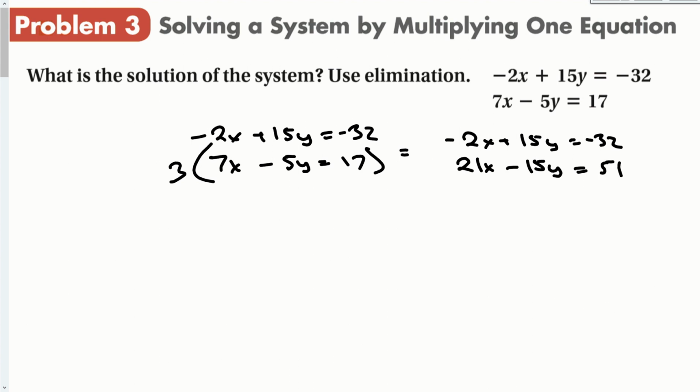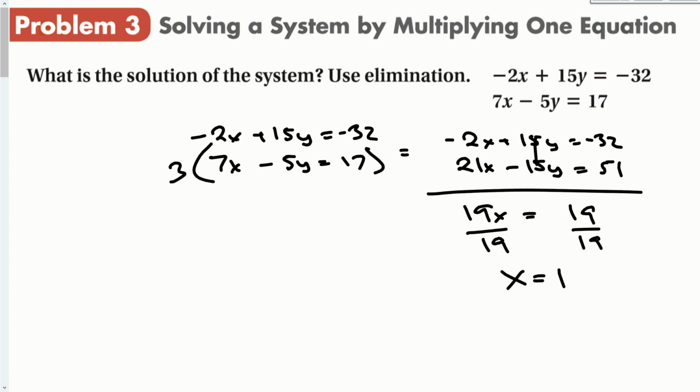Okay. Now when I add these two equations together, I get 19x, the y's cancel, is equal to 19. How convenient. Divide out the 19, and x is equal to 1. Of course, pick an equation, either equation, and plug back in 1. The bottom one looks a little bit easier.